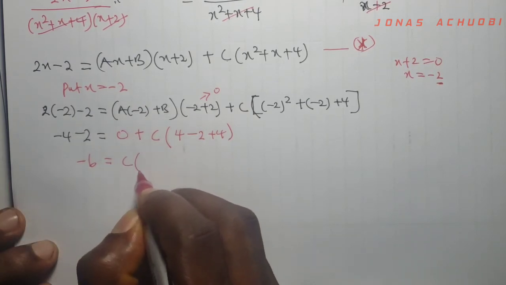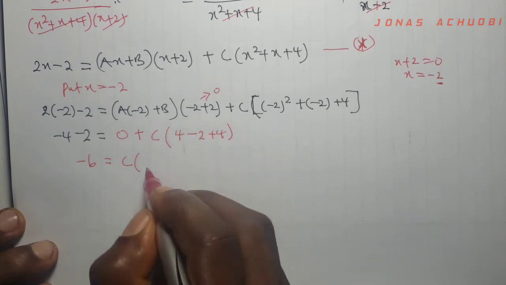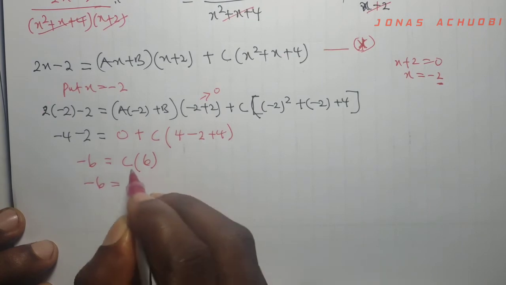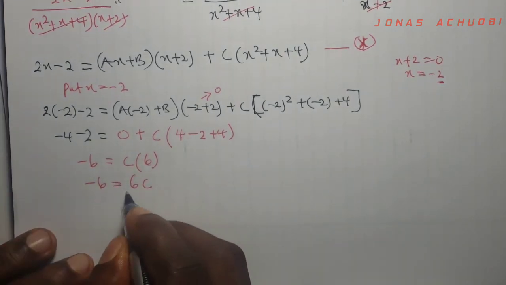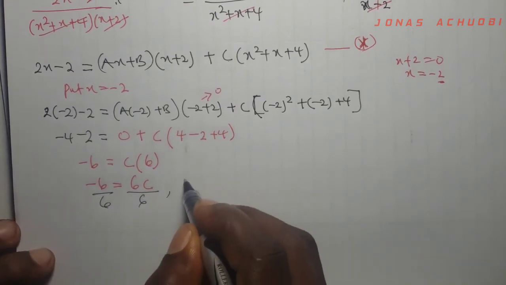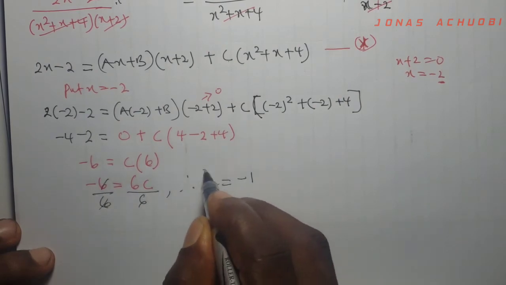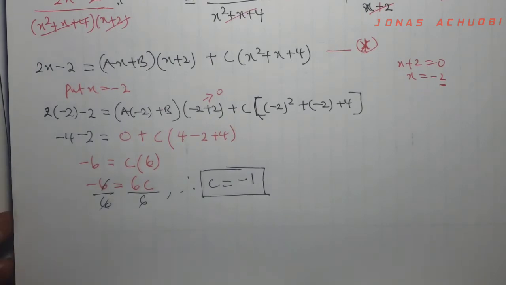So this is c into 4 minus 2 is 2, 2 plus 4 is 6. So I have minus 6 equal c times 6, which is 6c. So if I divide both sides by 6, I will get, therefore, c is equal to what? Minus 1. So I will get c as minus 1. So the value of c has been obtained.